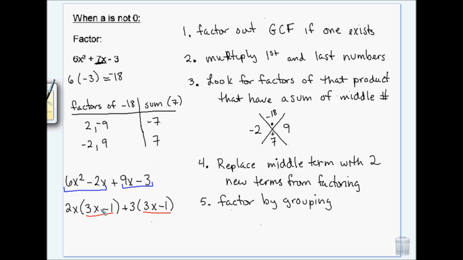Okay. So what I'm going to do now is take these two numbers here and put them in parentheses together. And then these two, I just write that down once.